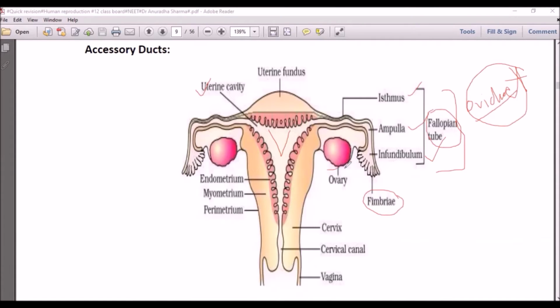Now this is the ovary. A pair of ovaries is present on either side. This is the cervix, cervical canal, vagina. Now the wall of the uterus is divided into three layers. The inner one is known as endometrium, the middle one is known as myometrium and the outer one is known as perimetrium. So these are the three layers of the uterus.